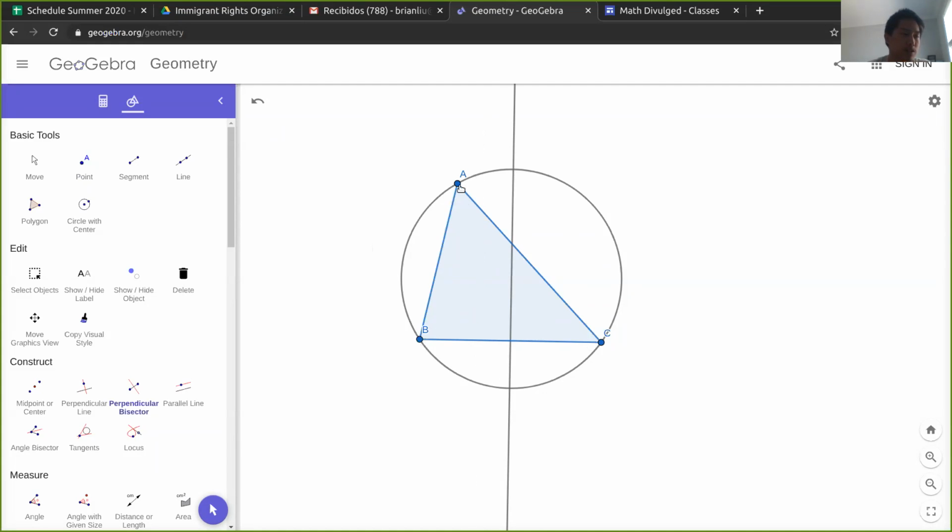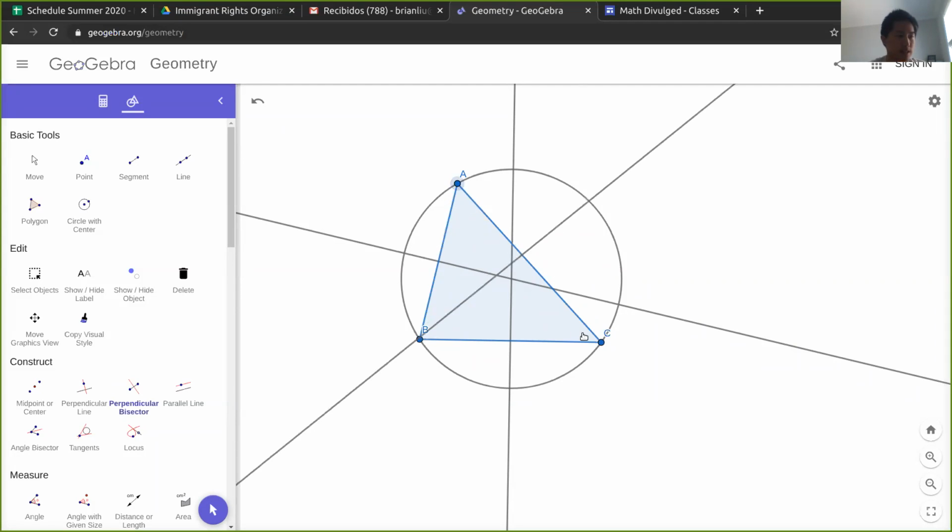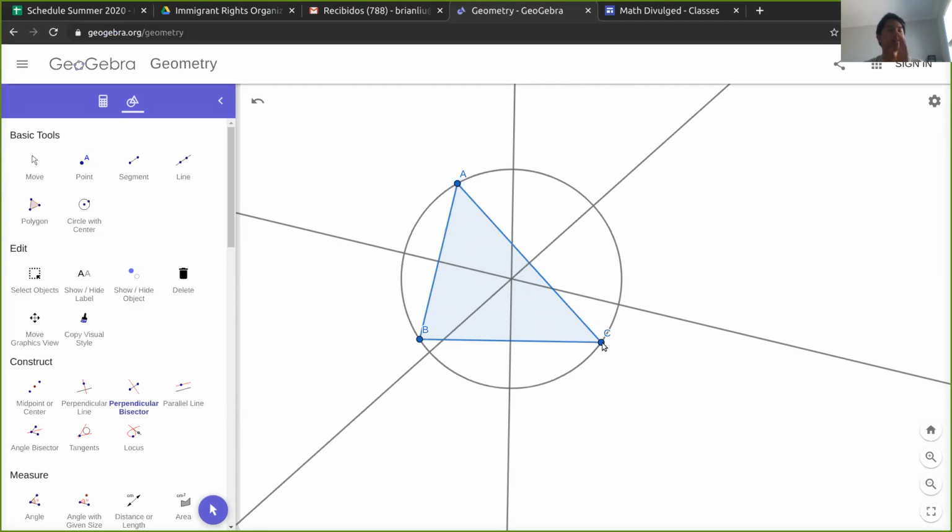The center is also equidistant from A and B, so it lies on the perpendicular bisector of A and B. And then, let's see, any ideas? Yeah. Finally, it also lies on the perpendicular bisector of A and C. And we see that all three of these lines concur at one point.